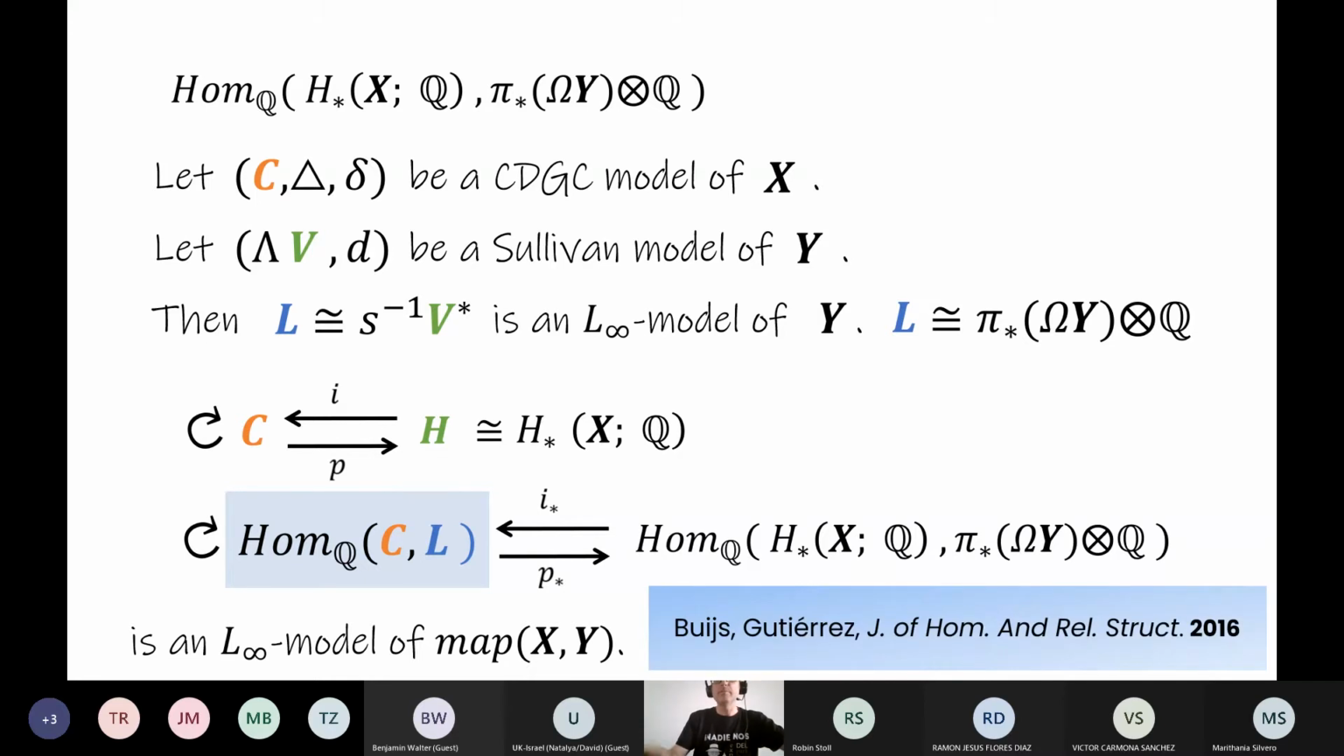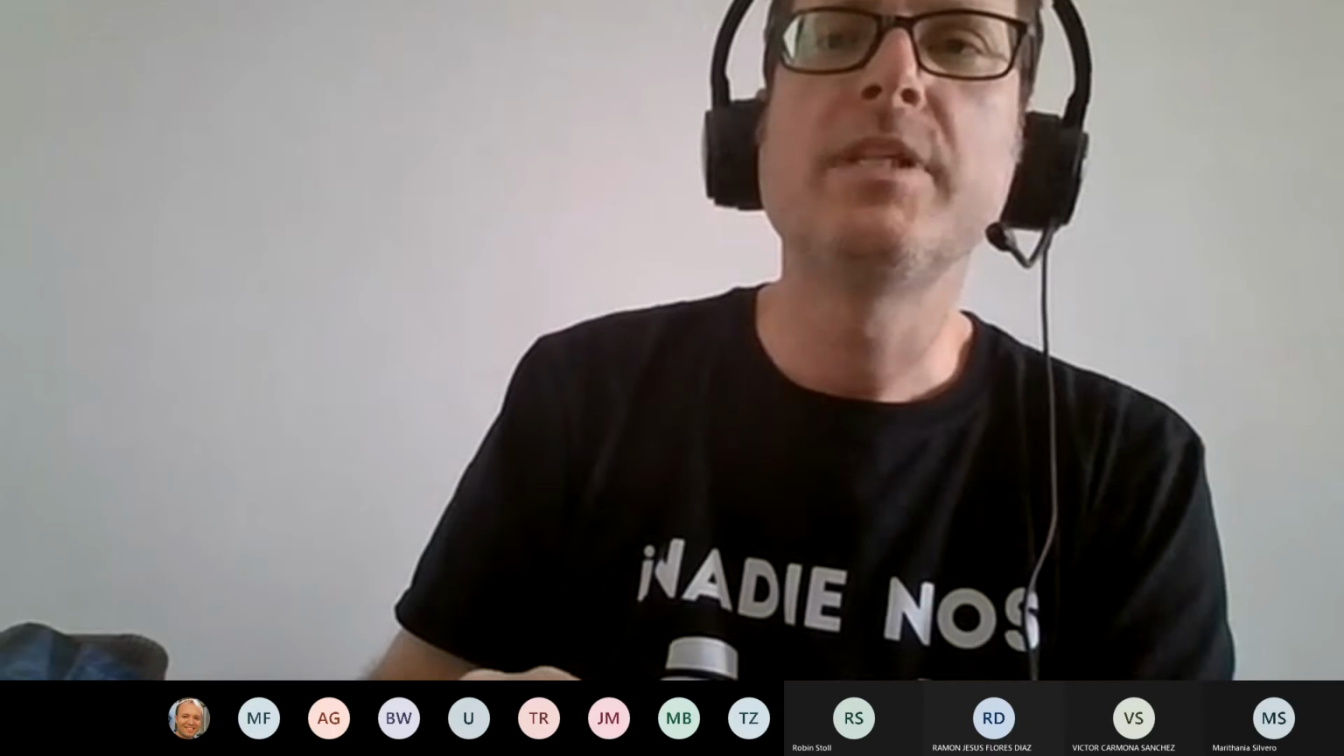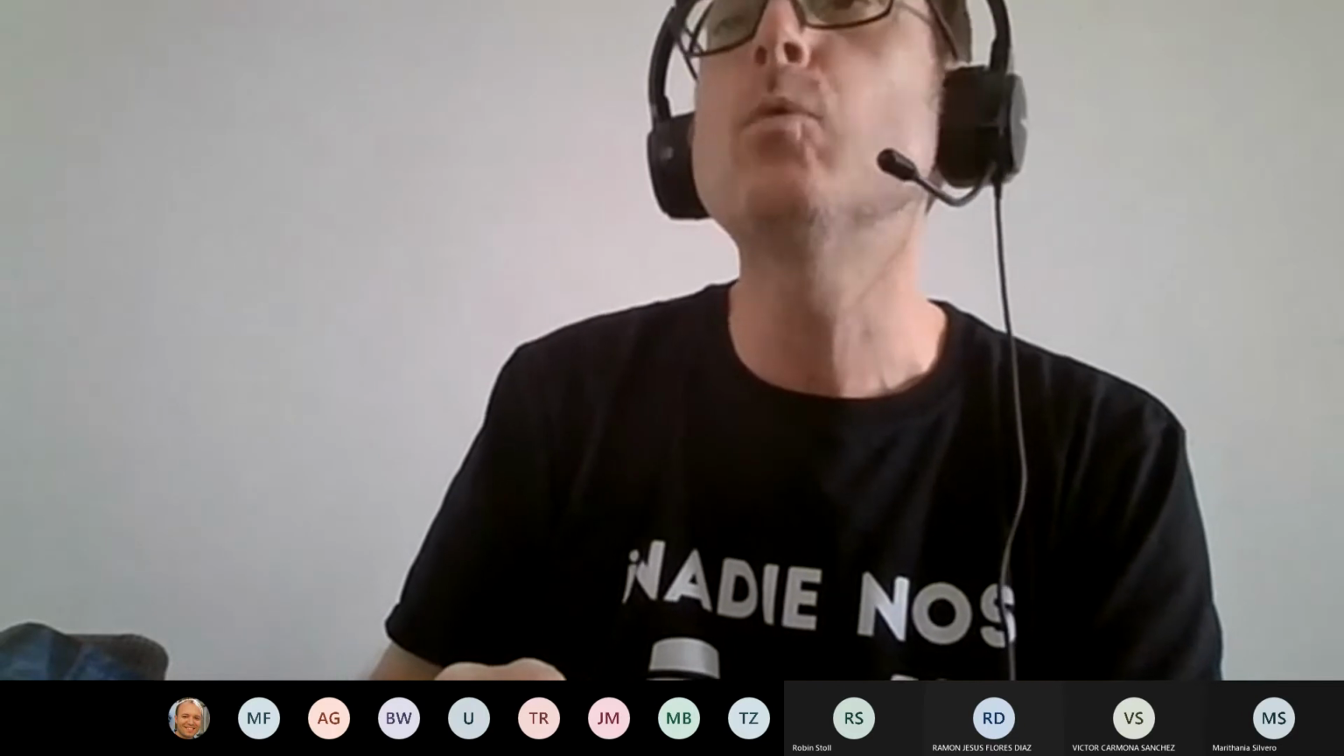So this is everything about L-infinity algebras, but I think that I have some time to show a problem which I'm working on now, which is the study of the Cartesian products, minimal Quillen models of Cartesian products. Let's see this one.